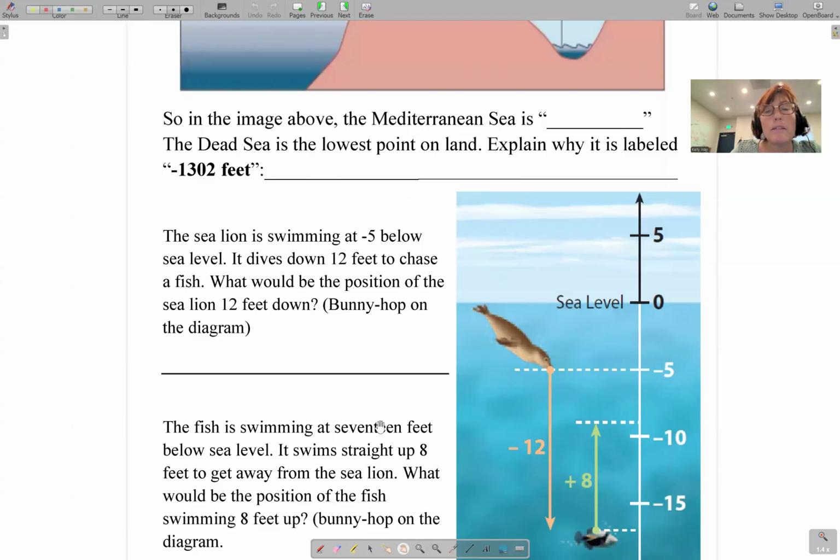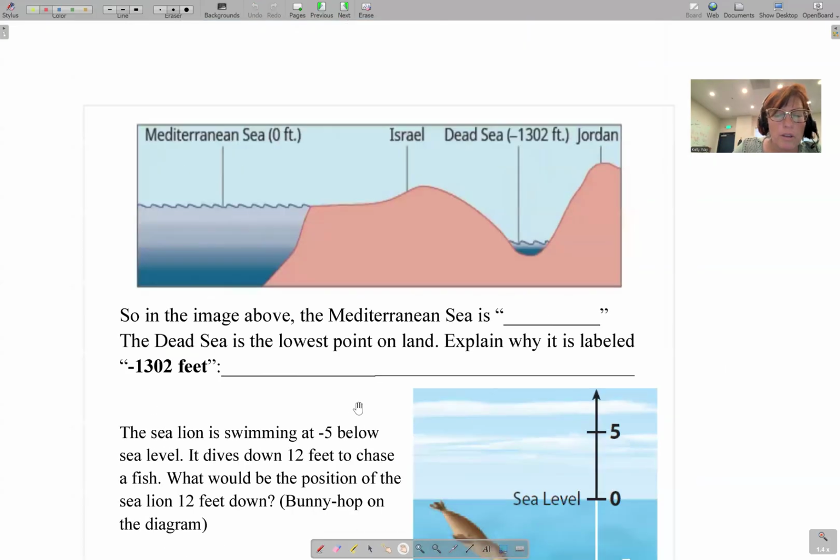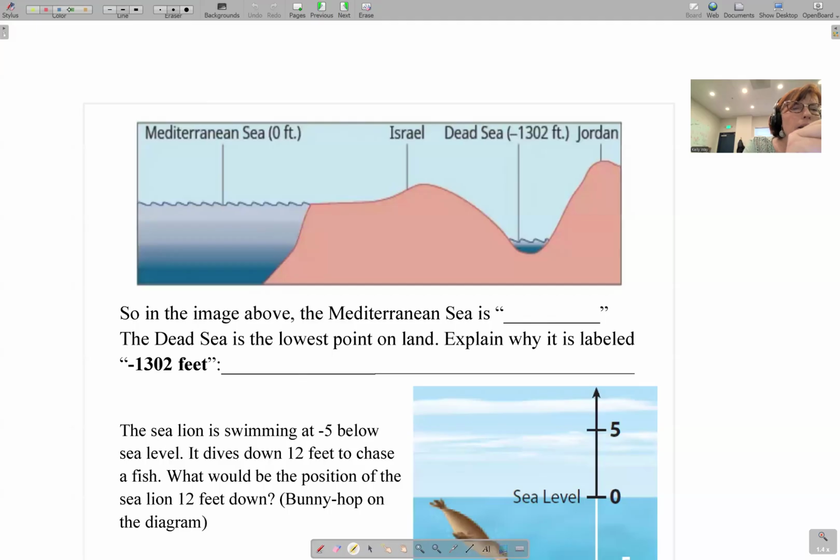So here's an example of the coastline of Israel. The Mediterranean Sea is at 0 elevation. That means this mountaintop is going to be a positive elevation.